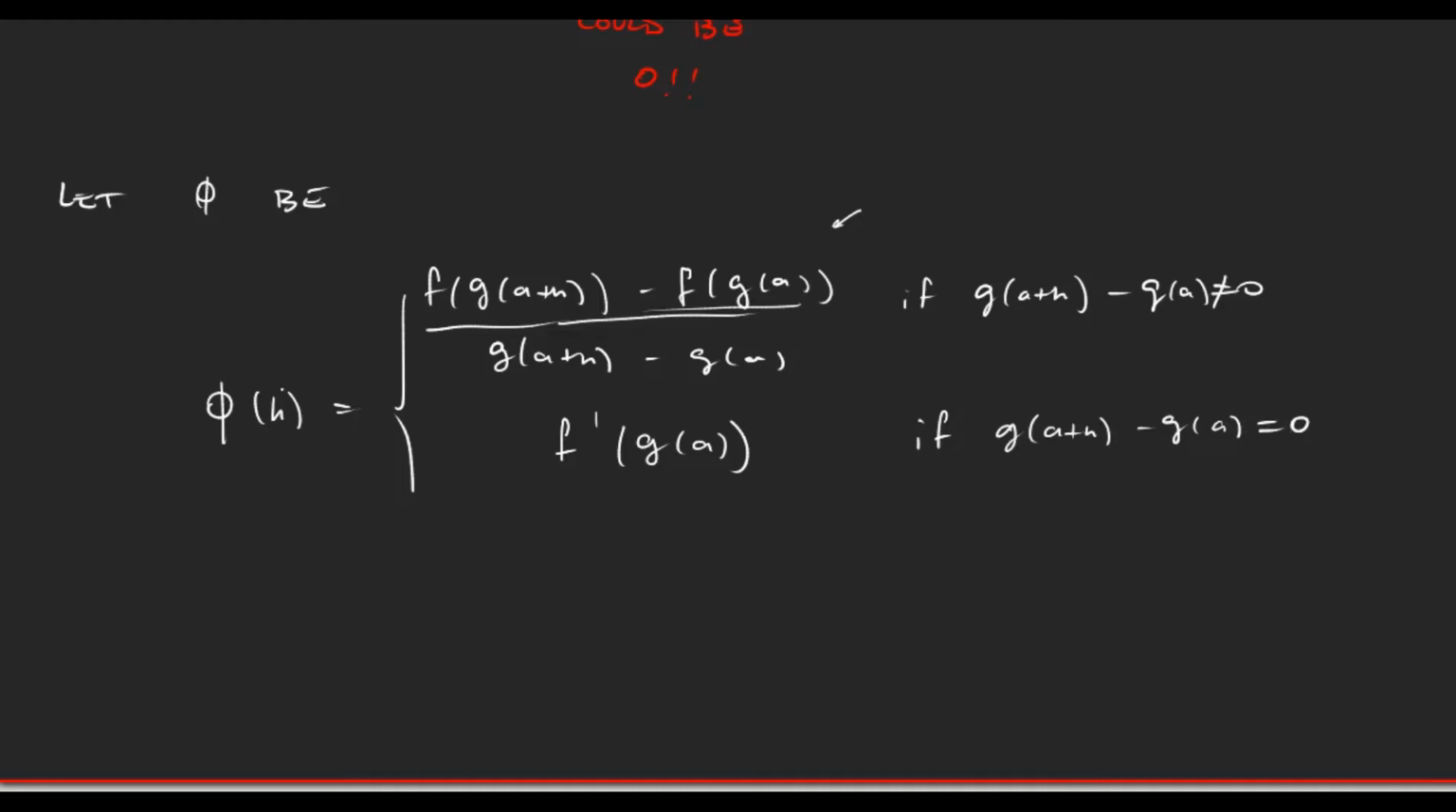So what I do is I define this phi to be this quotient when g of a plus h minus g of a is different to 0, but when it is 0, I define it as f prime in g of a. And it's pretty obvious to see that phi of h is continuous at 0. So then what this is telling us is that the limit when h tends to 0 of phi of h is actually equal to f prime in g of a.